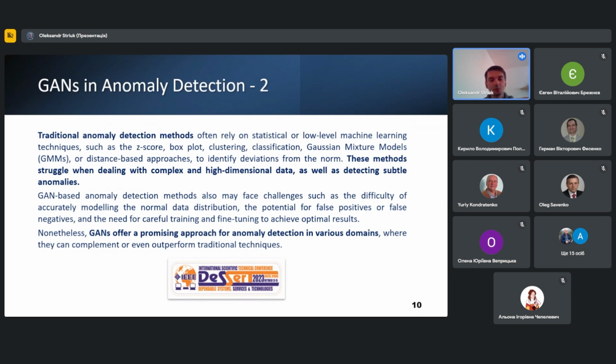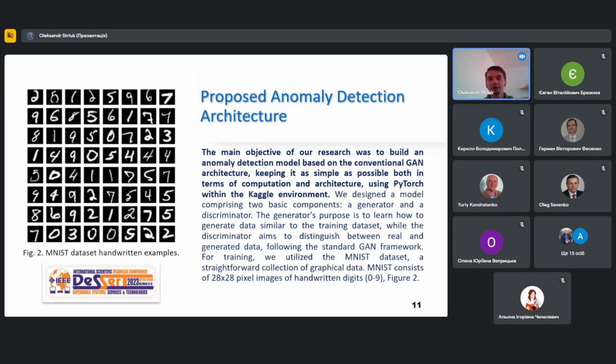Nonetheless, GANs offer a promising approach for anomaly detection in various domains where they can complement or even outperform traditional techniques. Proposed anomaly detection architecture.